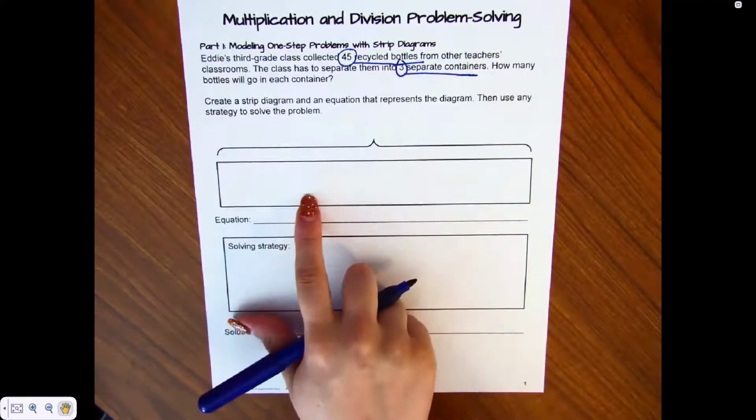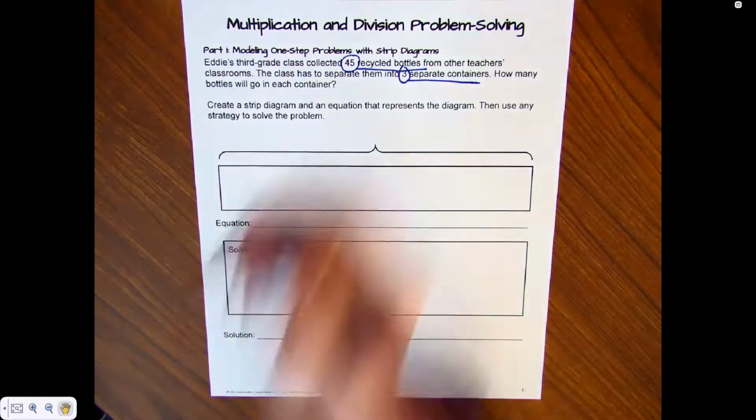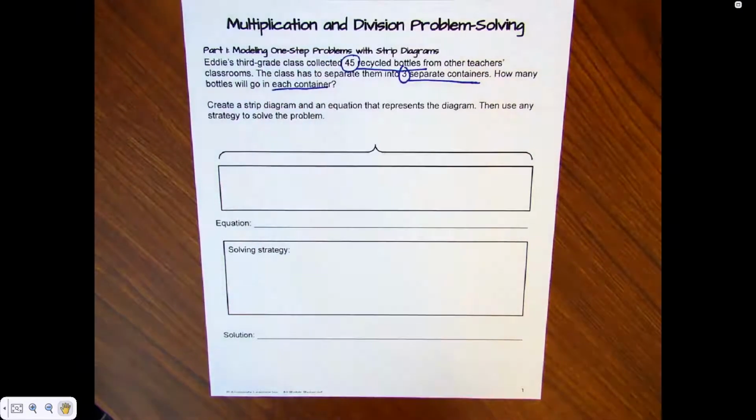So I'm going to show you how to draw a strip diagram and then write an equation that goes with it. So the first thing I'm going to do is write the equation. Well, can y'all tell me, am I multiplying or dividing? I want to know how many go in each container.